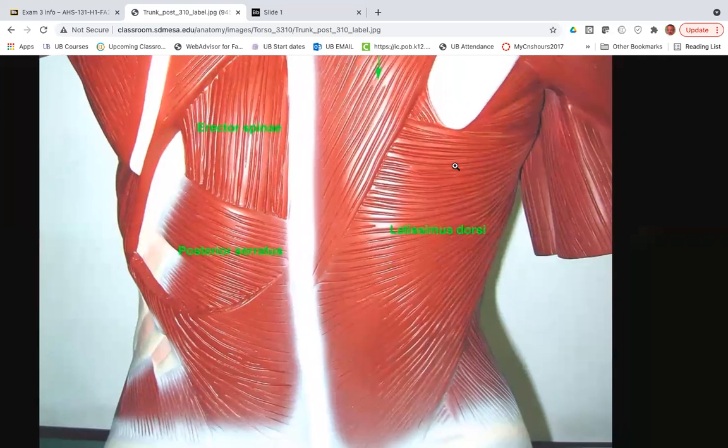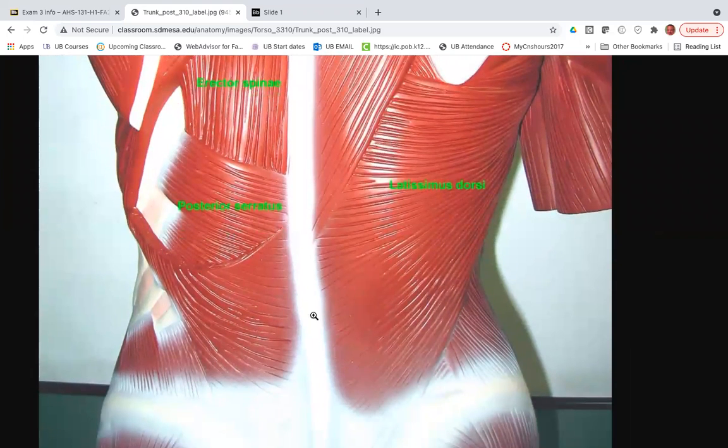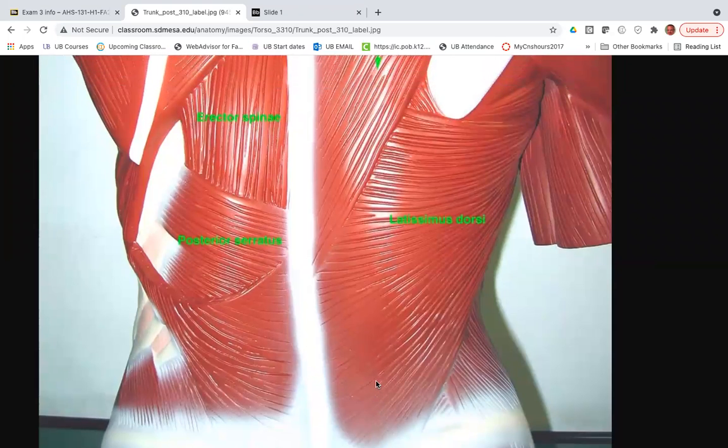If you look at the origin, right up here, it's going to originate from the lower 6 thoracic vertebrae. It's going to originate on all the lumbar vertebrae. So you got lower 6 thoracic, all of the lumbar, the sacrum, the pelvis. That is a wide origin, and that's why the origin of the muscle is called the thoracolumbar aponeurosis.